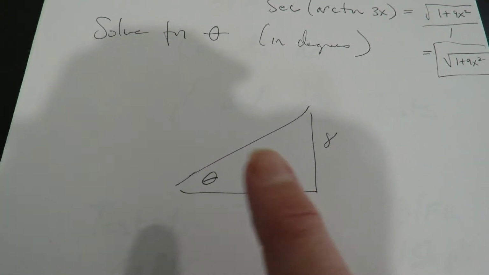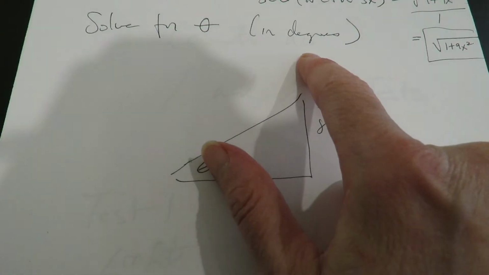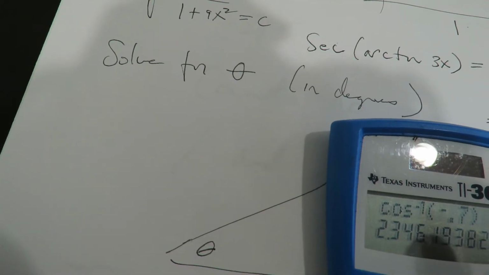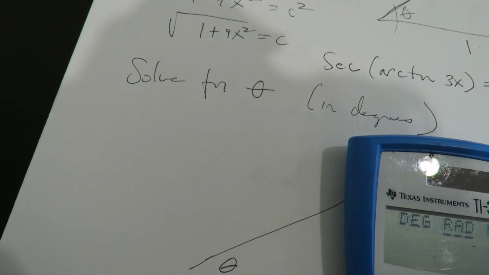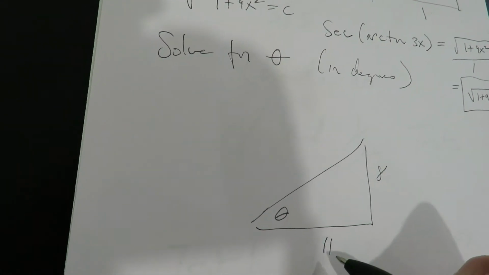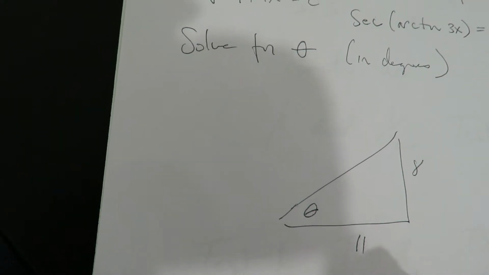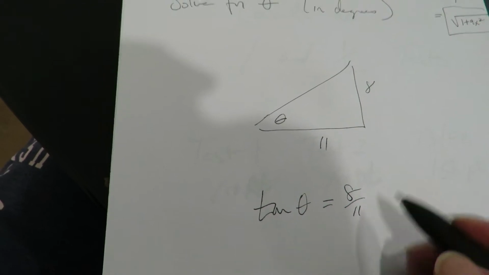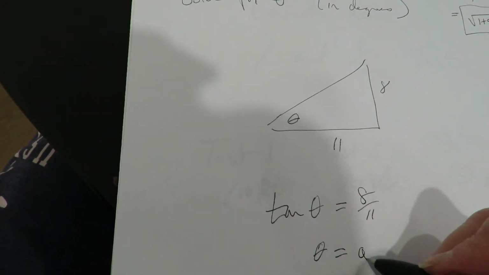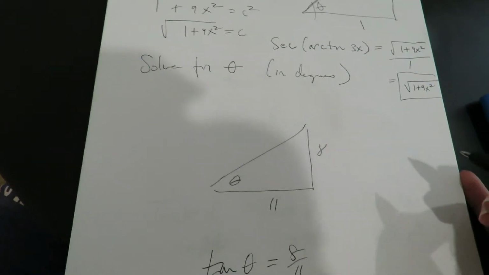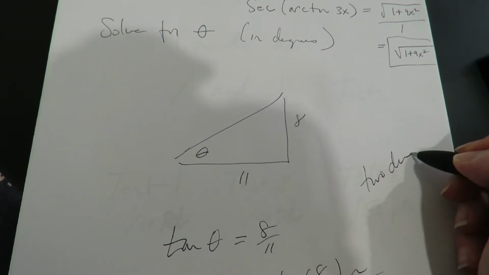Okay, so I want you to actually calculate, and let's do this one in degrees. So the first thing I need to do is convert my calculator to degrees. Alright, I'm in degrees now. What two sides do I have here? The opposite and the adjacent. So that's the tangent. The tangent of theta equals 8 over 11. If I isolate theta, I get arctan of 8 over 11. Now I'm going to approximate this. Let's just do 2 decimals.